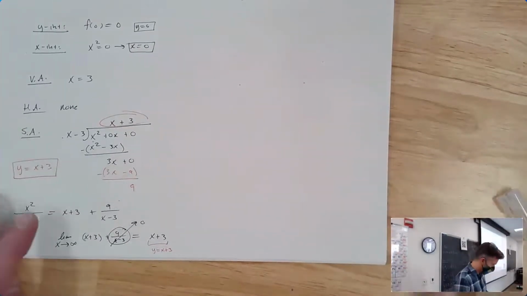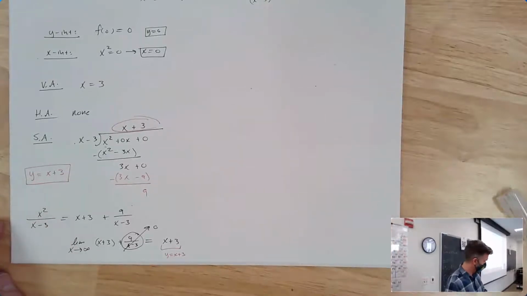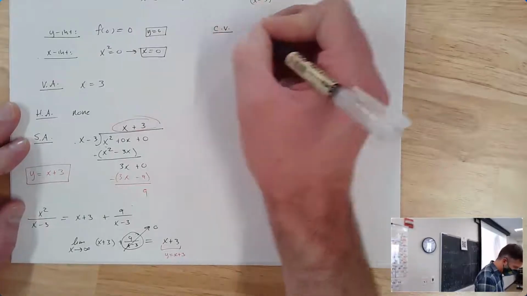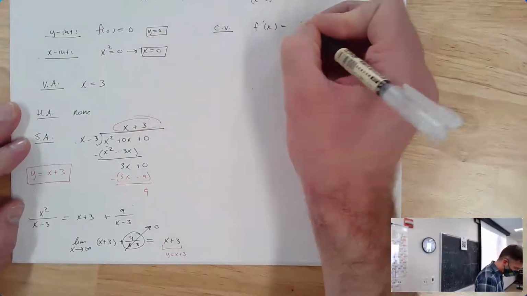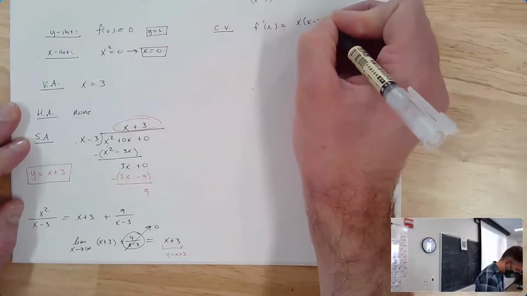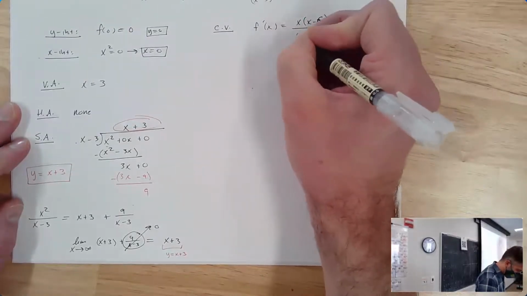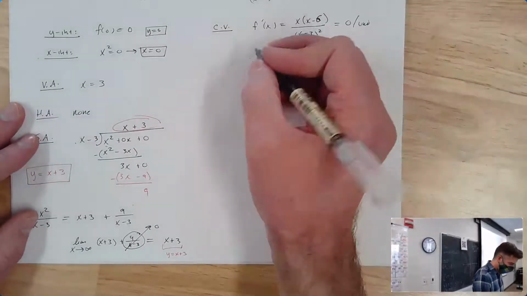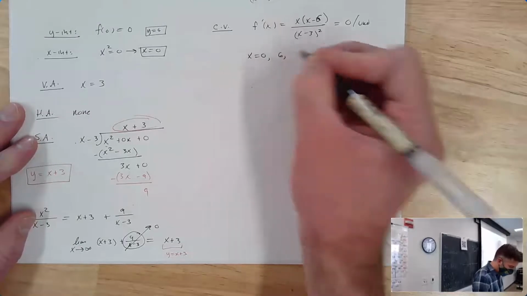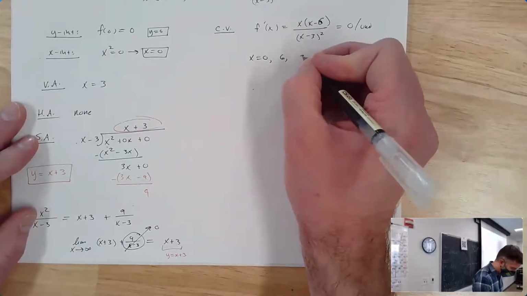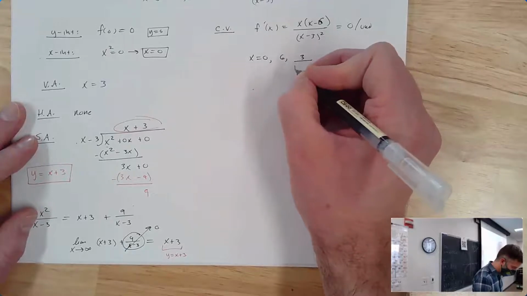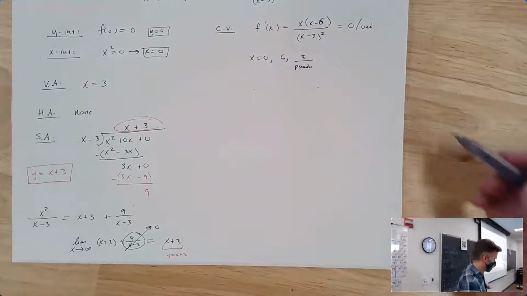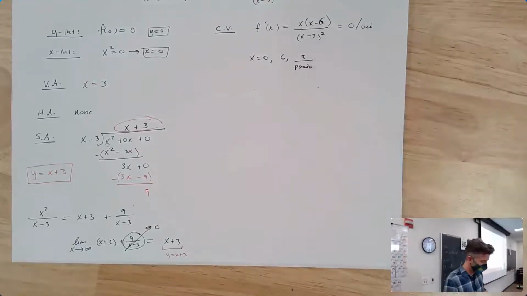All right. So now let's talk about all the derivative stuff. So we're going to find critical values. We're going to set the first derivative, x times x minus 6 over x minus 3 squared, equal to 0, slash undefined. So we're going to get x equal to 0, x equal to 6, and x equal to 3 is a pretend critical value or a pseudo critical value. You don't even need to really write that. I like to remind myself that 3 is not a real critical value.